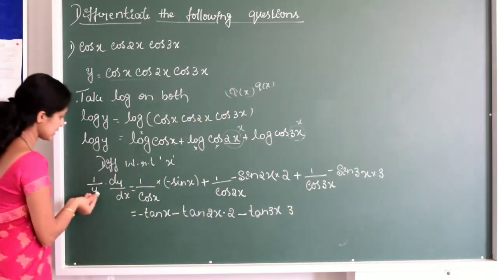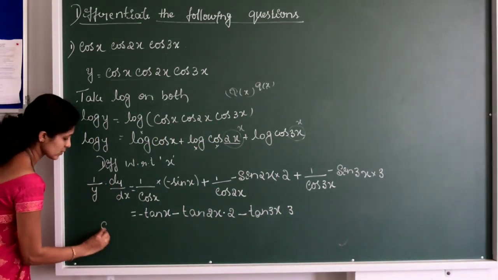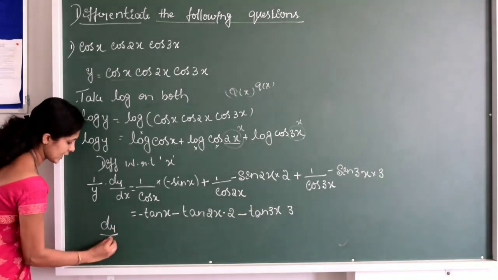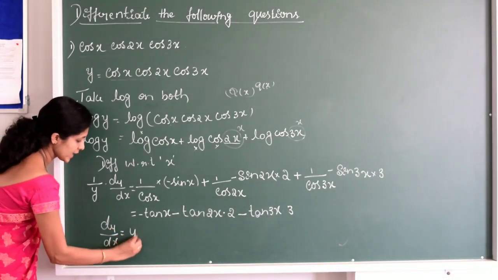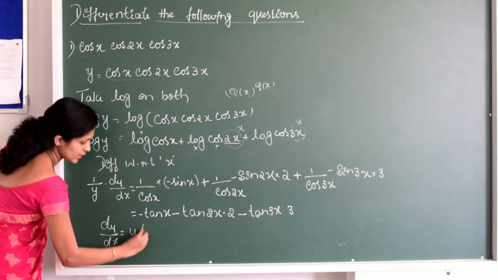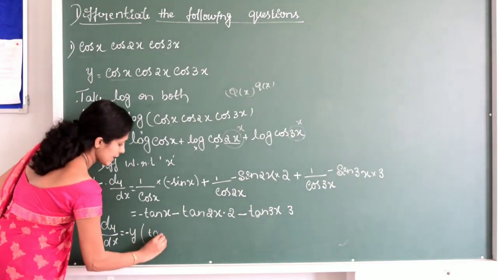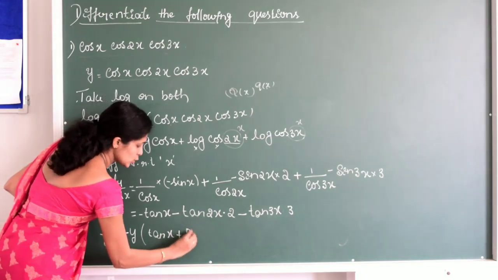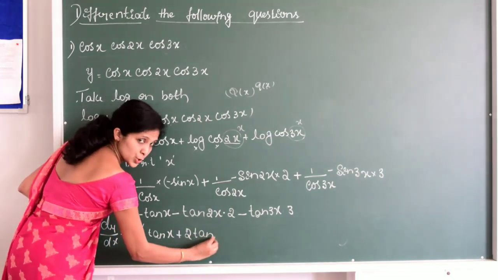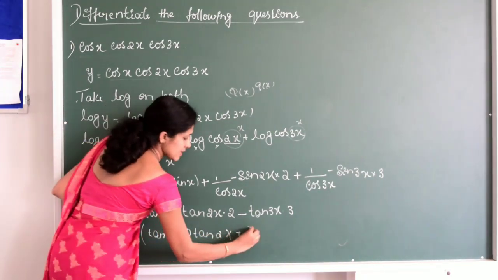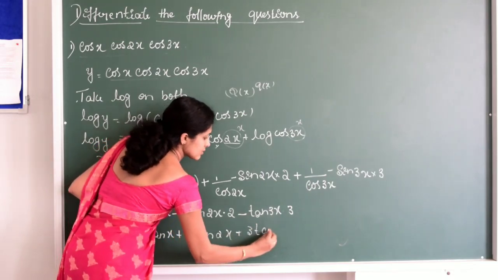So now we need the value of dy by dx. We will write this one as dy by dx is equal to y into, is it clear? Y into the remaining, I can take minus common. So minus tan x plus 2 tan 2x plus 3 tan 3x.